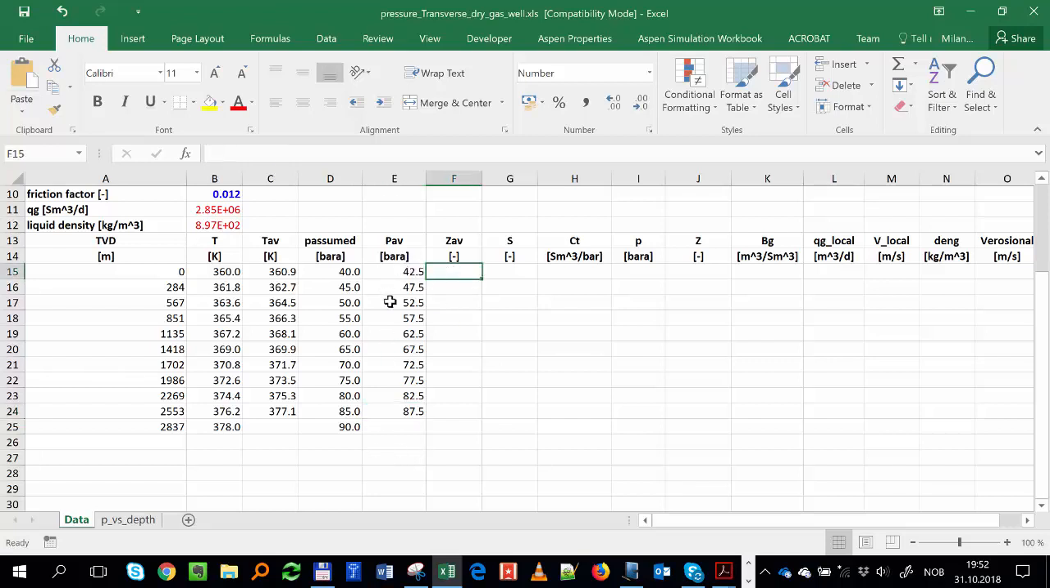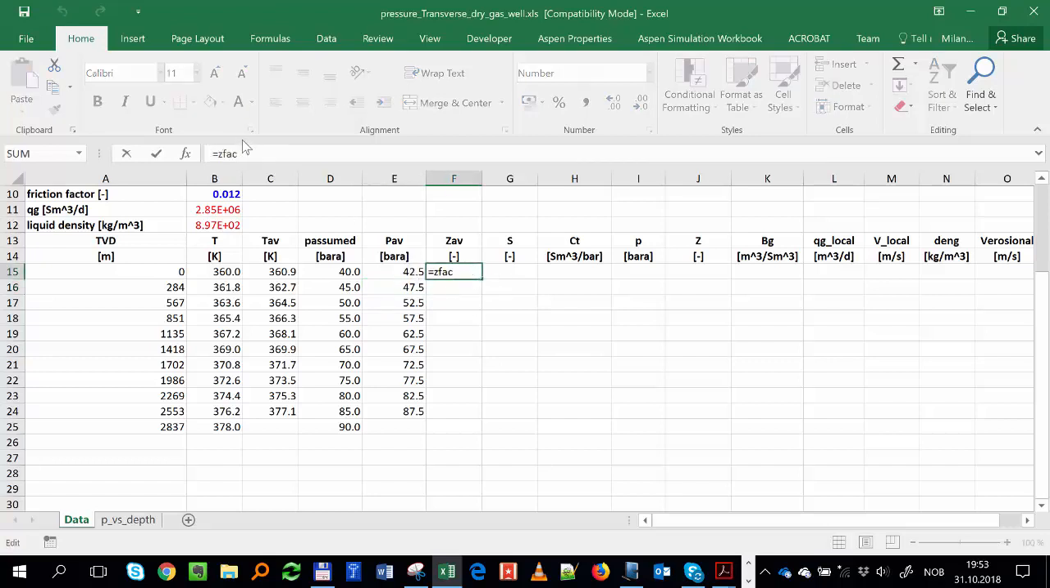Now I need to calculate the average deviation factor. That deviation factor will use this pressure and this temperature. And if you remember the name of the function, what was it? C factor standing, from yesterday. The line is just an average, just like the temperature. I'm making an average between the upper point and the lower point. Okay, and then I drag it, average of this point with that point.